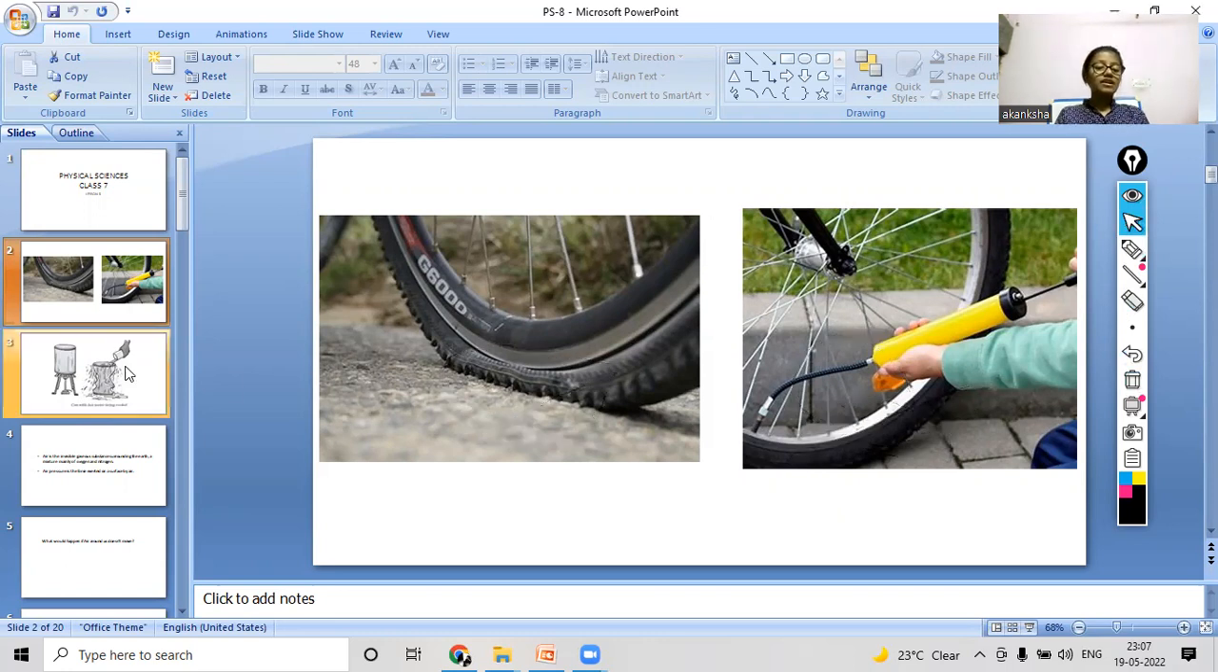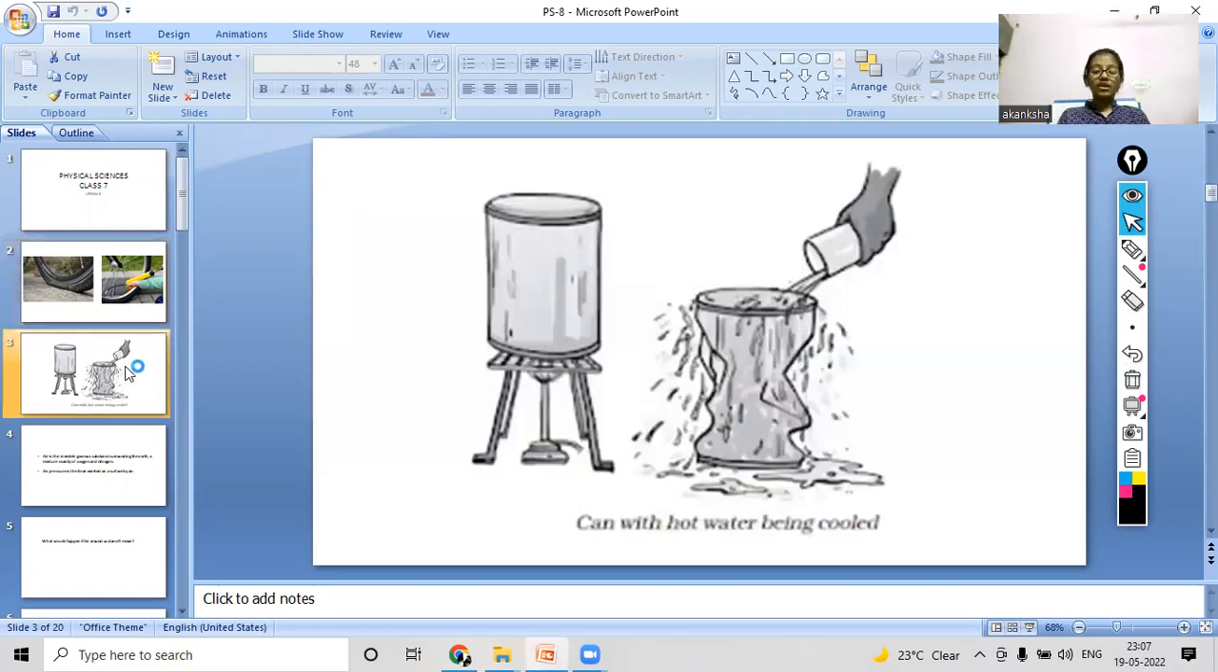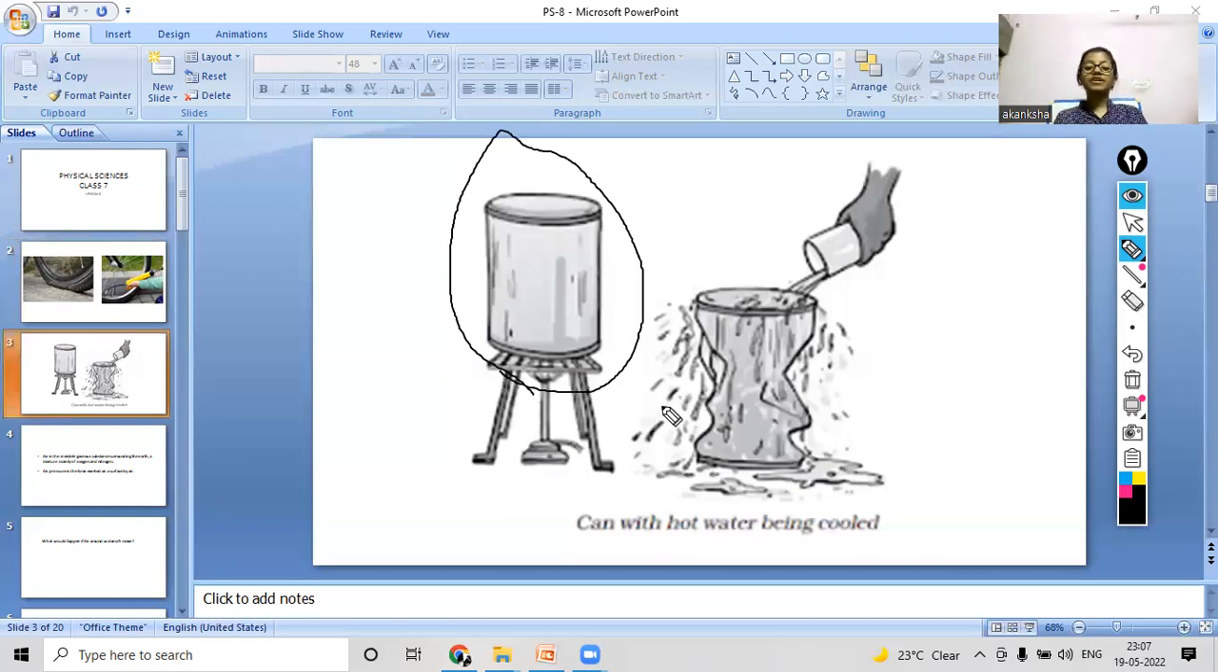Let's see another example. In this diagram, what can you see? We took a can and boiled some water in it. After boiling the water inside the can, we put some cold water outside it. And what happened then? Did the shape of the can change or not? Yes, the shape of the can changed.